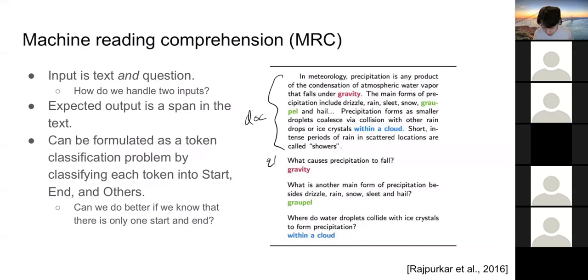Then what causes precipitation to fall? And the answer is gravity. And it's exactly similar to how you can actually do NER. The difference is that in named entity recognition, what we just saw is that you were trying to just identify all possible named entities in that document. But in question answering, you're just locating the span that answers your question.